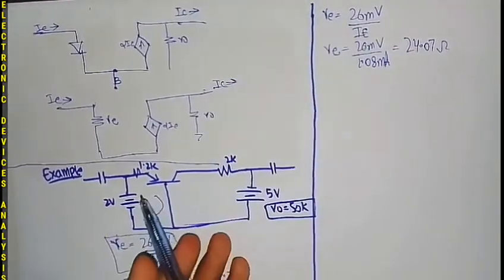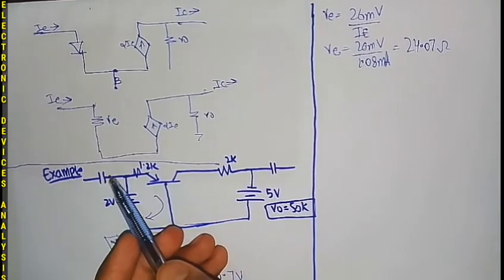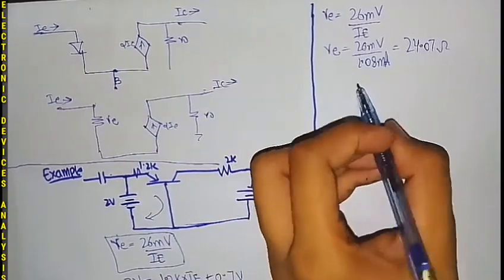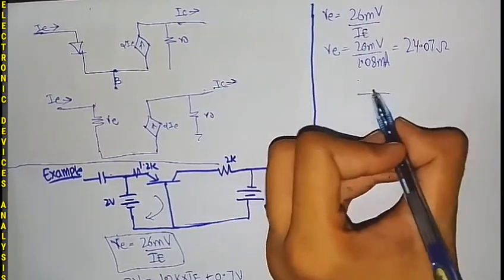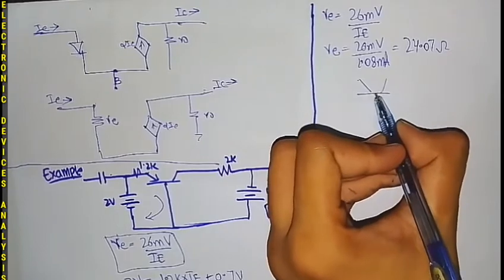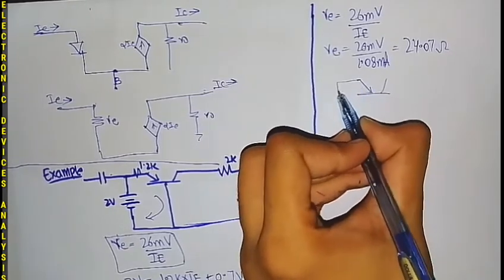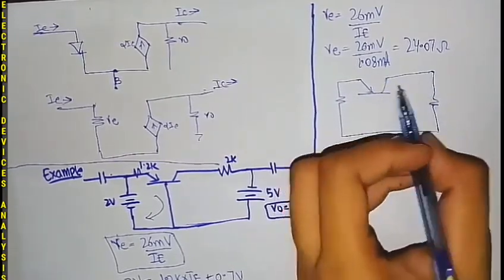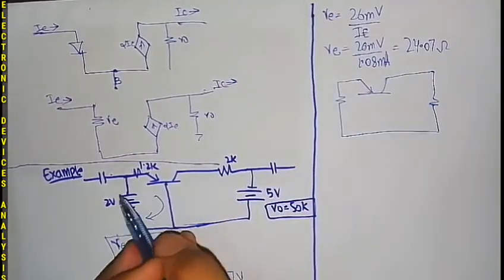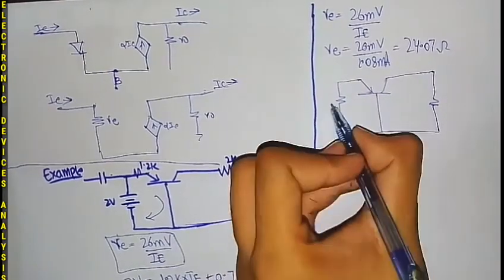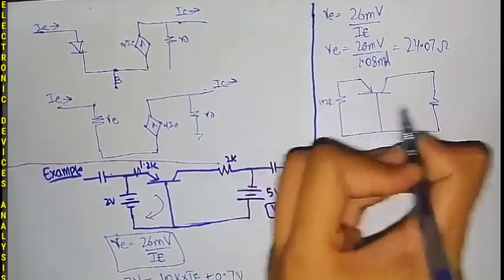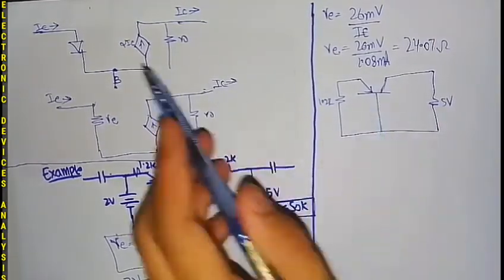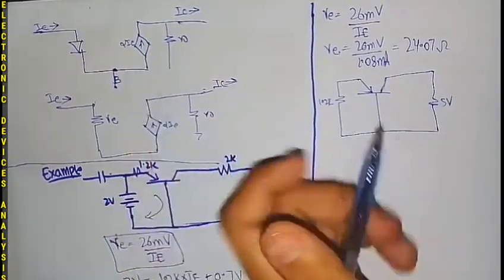Now for the AC analysis, short all the capacitors and remove all the DC sources. So now our circuit will look like this: there will be only resistances present, because the capacitors are shorted and the voltage sources are removed. So this will be the value of 1.2k, and this will be for the value of 5 volts. Now we will replace it with its equivalent model.